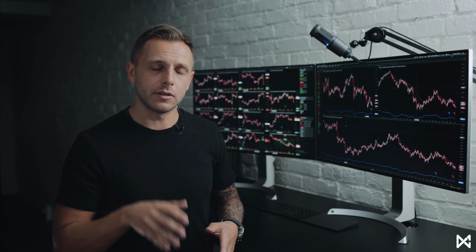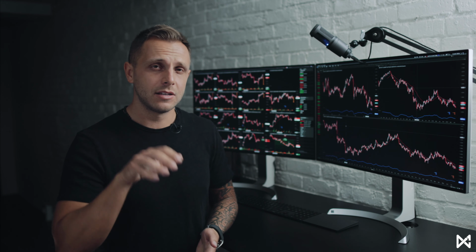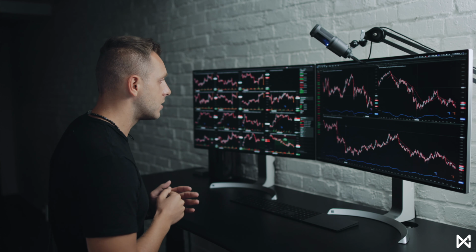So in this one, we'll dig a little bit into the dynamic support and resistance levels, but we're mainly going to be focusing on the static ones, such as horizontal support and resistance and trend line support and resistance. So let's have a look at the charts.